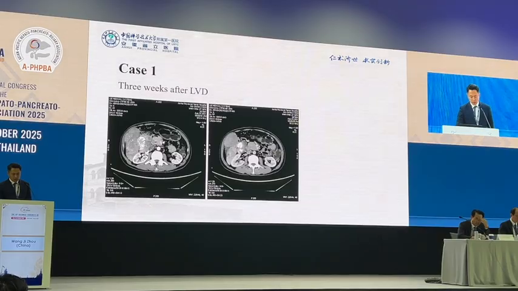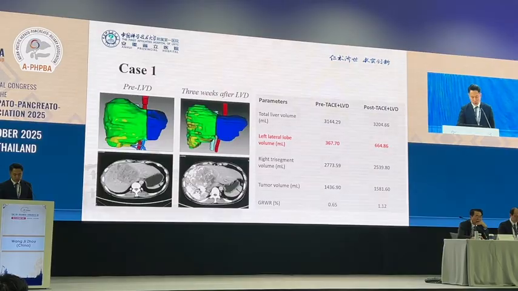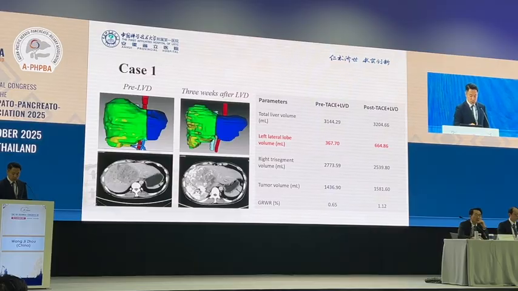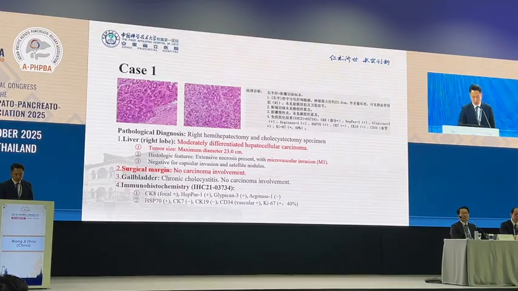So 3 weeks after the scan, 3 weeks after LVD, we can see the left lateral increase from 363 millimeters to 664. Then we do the right trisegmentectomy hepatectomy. You can see the resected device for the right hepatectomy. So the tumor size is more than 23 centimeters.